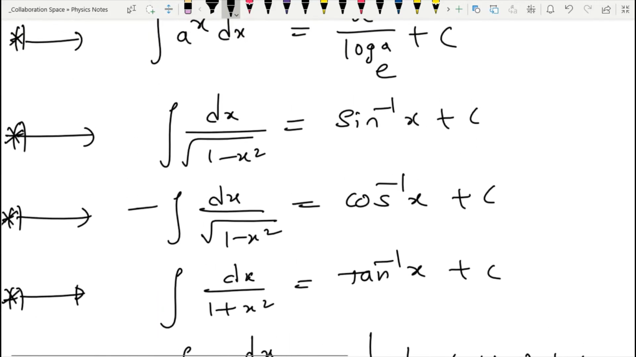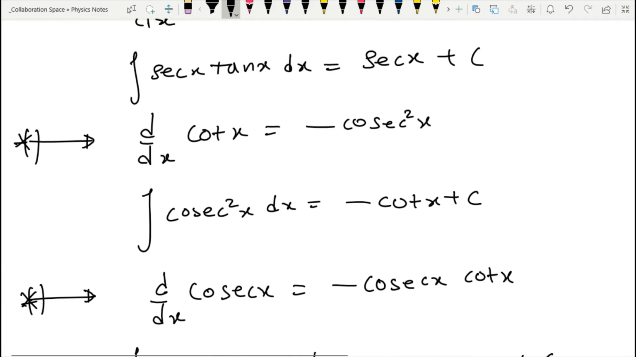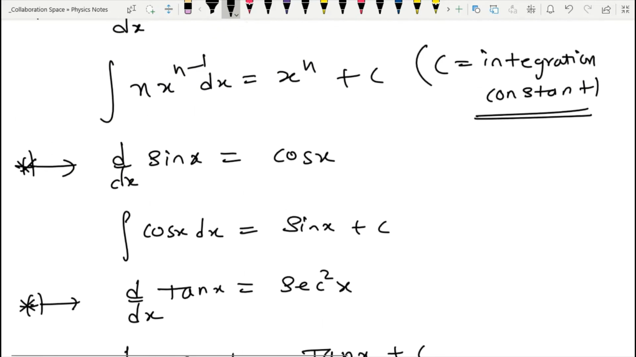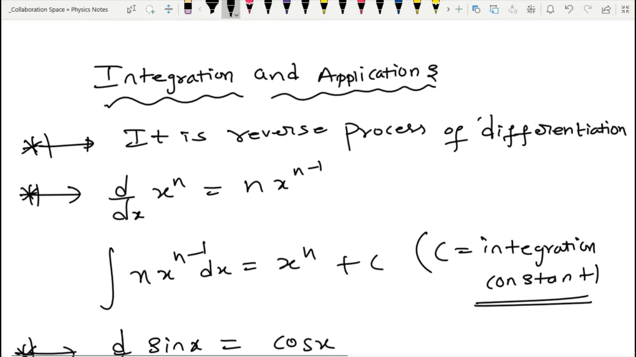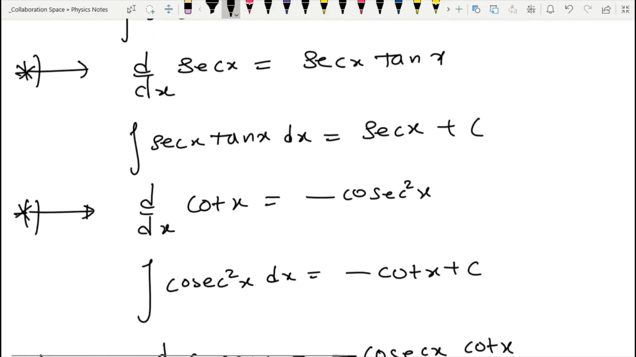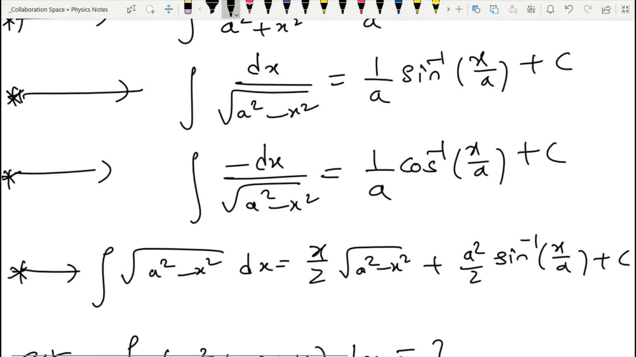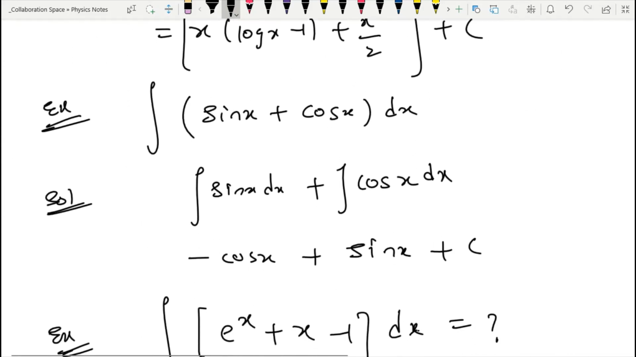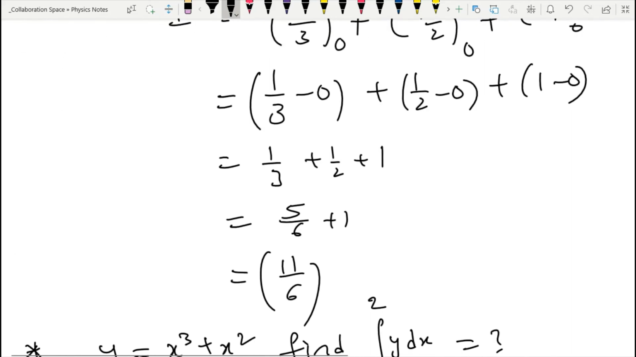I tried several times and practiced several times to remember all these formulas. You have to do the same thing. First of all, remember the differentiation formulas. If you can remember the differentiation formulas, integration formulas don't matter because it is the opposite process of differentiation. You can easily remember almost all the formulas. Okay, students? Yes, sir.